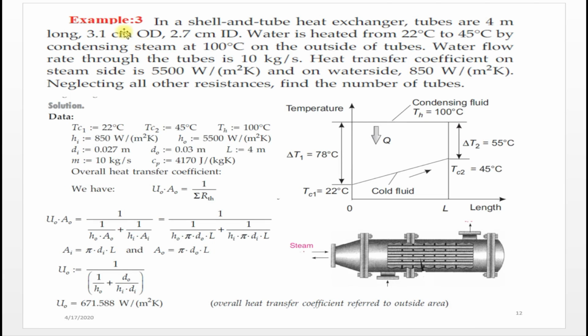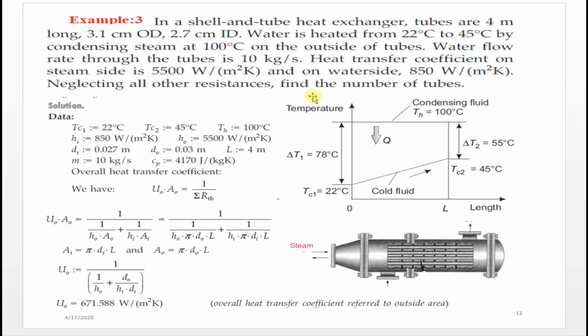Now coming to example 3. In a shell and tube heat exchanger, tubes are 4 meter long, 3.1 centimeter outer diameter, 2.7 centimeter inner diameter. Water is heated from 22 degrees Celsius to 45 degrees Celsius by condensing steam at 100 degrees Celsius on the outside of the tubes. Water flow rate through the tubes is 10 kg per second. Heat transfer coefficient on steam side is 5500 watt per meter square Kelvin, and on water side 850 watt per meter square Kelvin. Neglecting all other resistances, find the number of tubes.